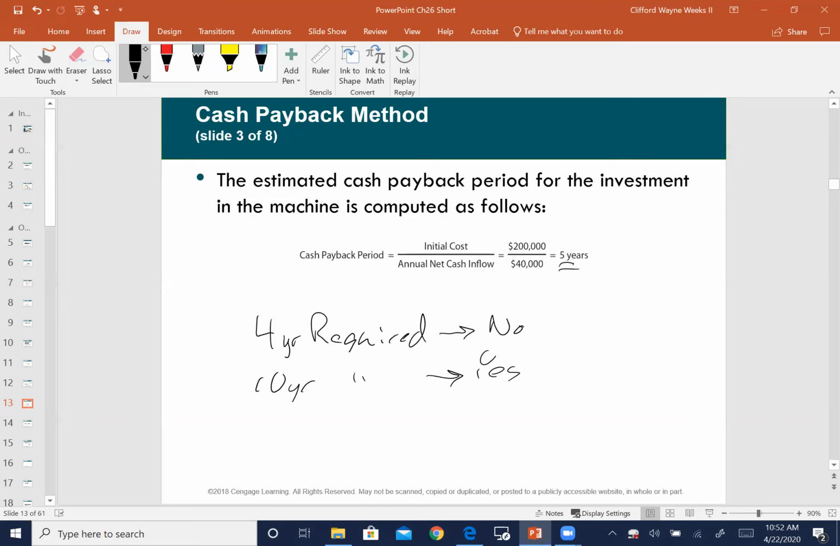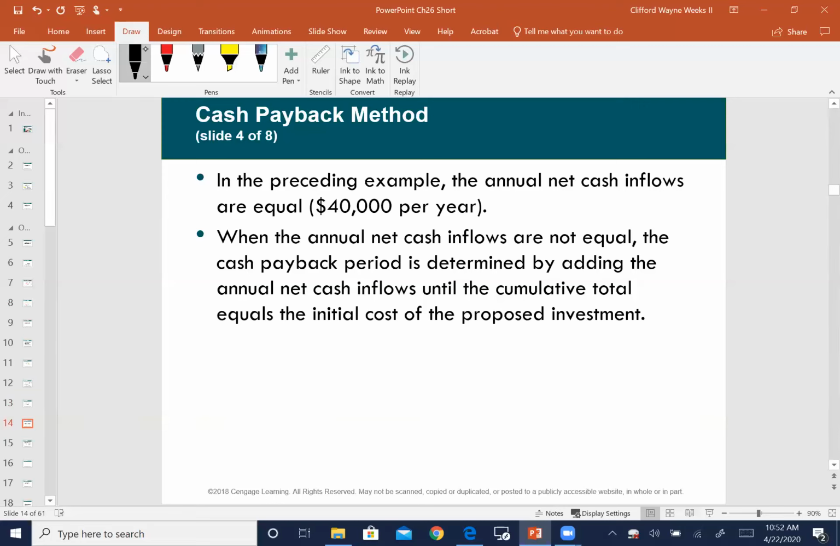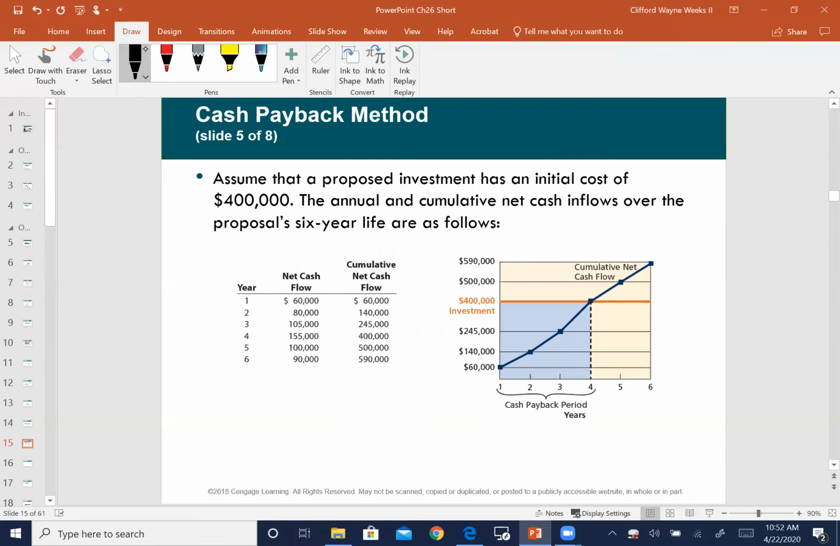Does that make sense? In the preceding example, the annual cash flows are equal to $40,000 per year. When the annual net cash inflows are not equal, the cash payback period is determined by adding the annual net cash inflows until the cumulative total equals the initial cost of the proposed investment. And so here's a scenario where, instead of it being the same amount, we have these cash flows.